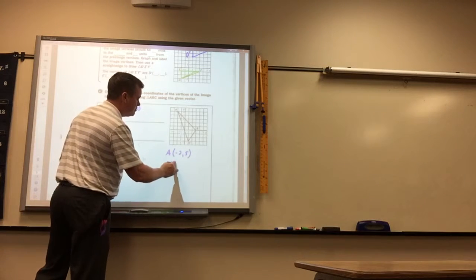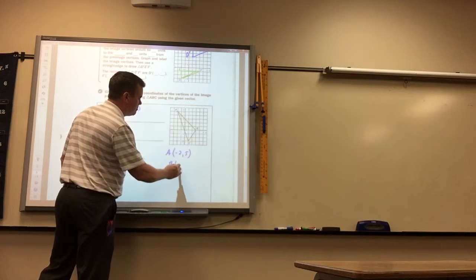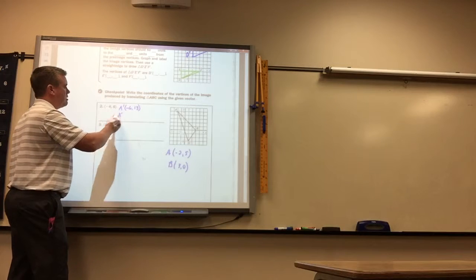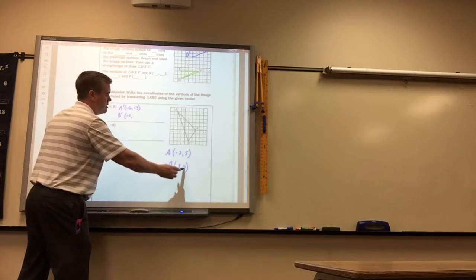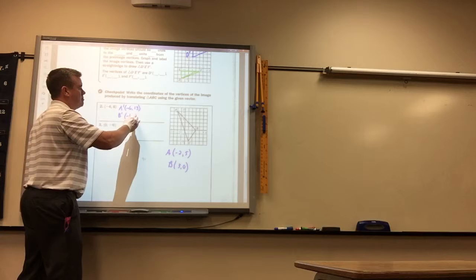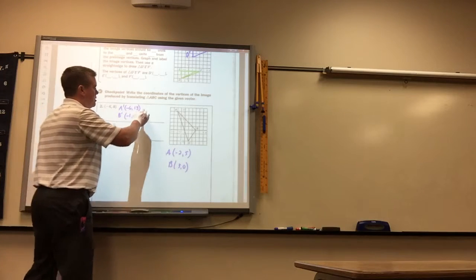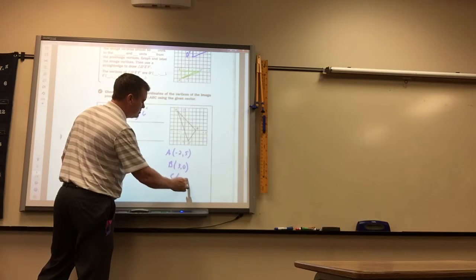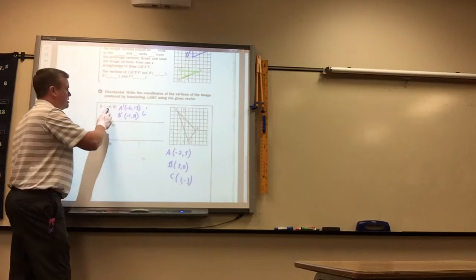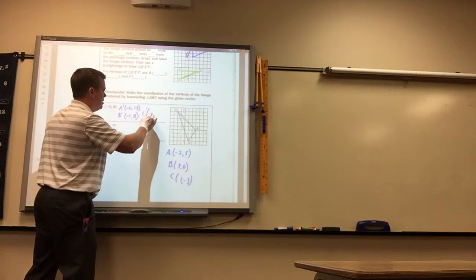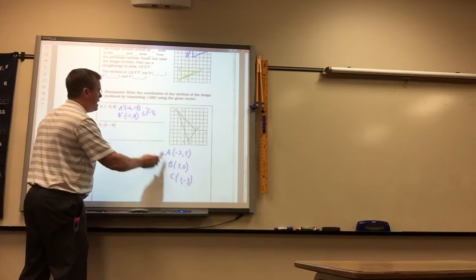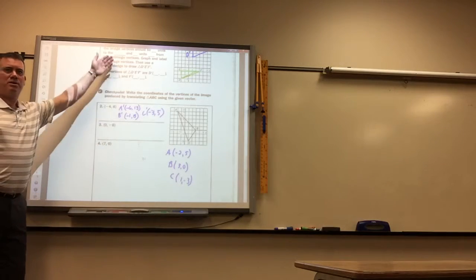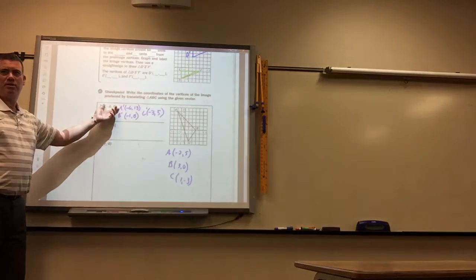B prime, B is over 3 up 0. So take the x, subtract 4, negative 1. Take the y, add 8. And then C prime, C is over 1 down 3. Take the x and subtract 4, negative 3. Take the y and add 8, 5. Same exact problems as we did on the top one, except they didn't write it the same way.